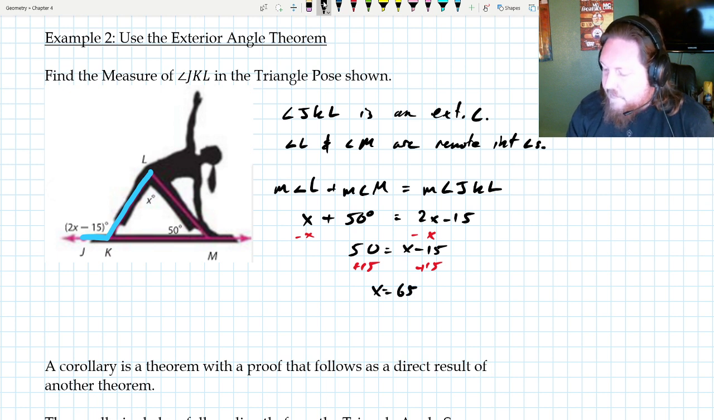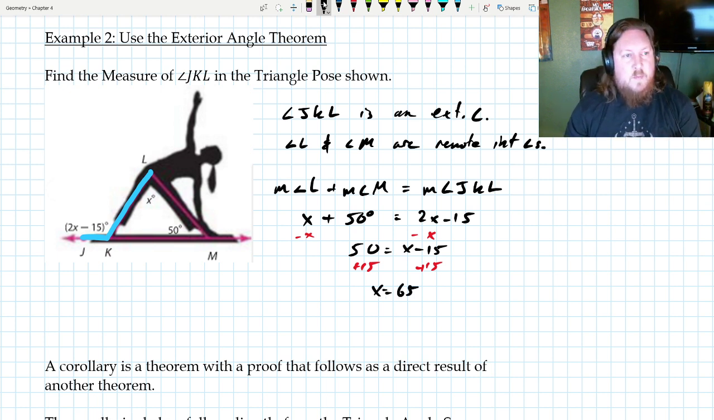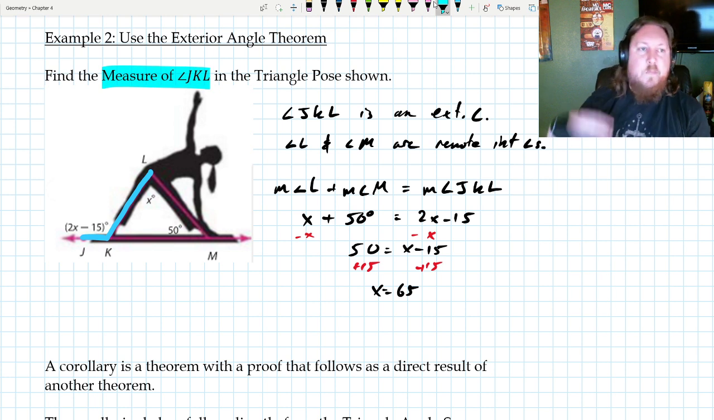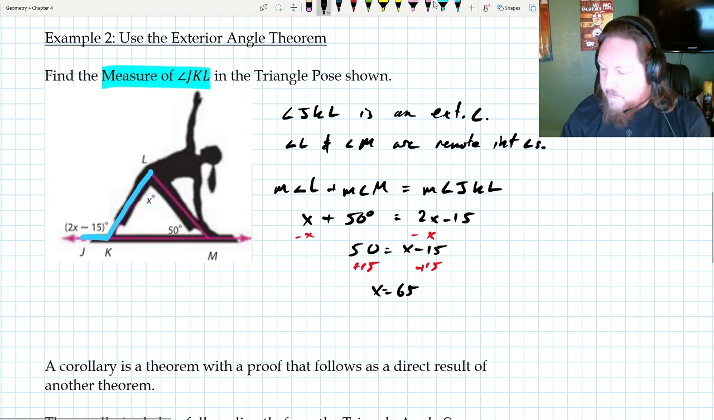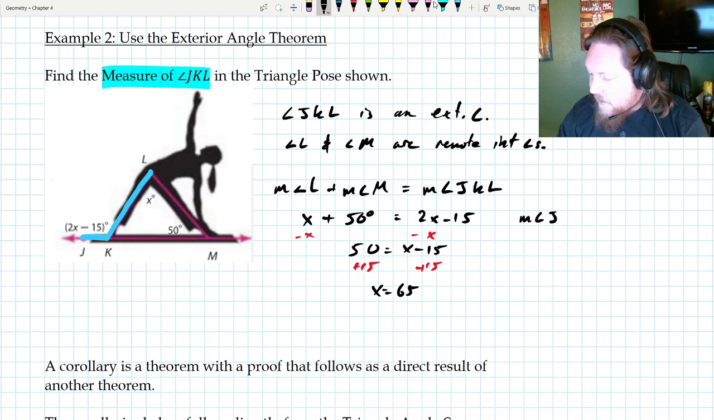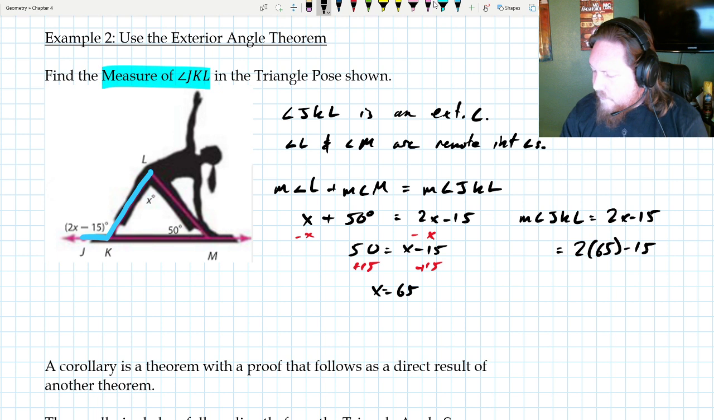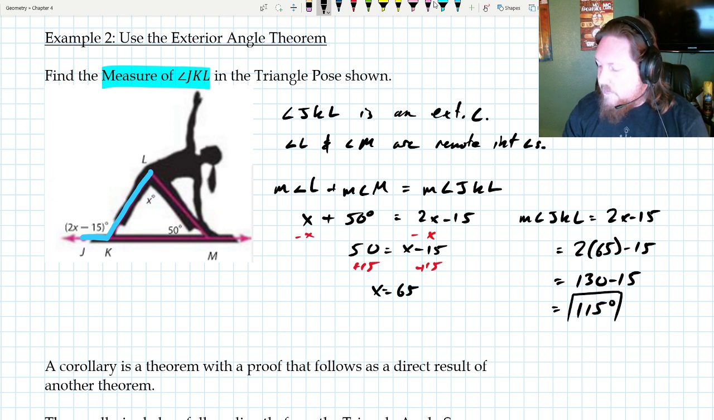x equals 65. Now I double check, is that what they want for my answer? Sometimes it is, sometimes it isn't. And in my problem here, it asked me to find the measure of JKL. So that's not my answer. I want to plug it back in. But I know the measure of JKL is equal to the expression 2x minus 15. So all I have to do is plug in 65 for x. That's going to be 130 minus 15, or 115 degrees. And that's the measure of JKL.